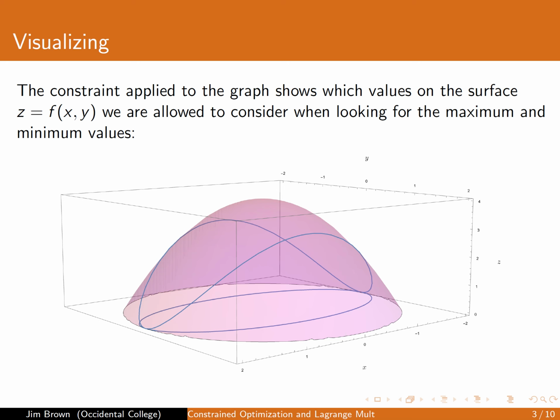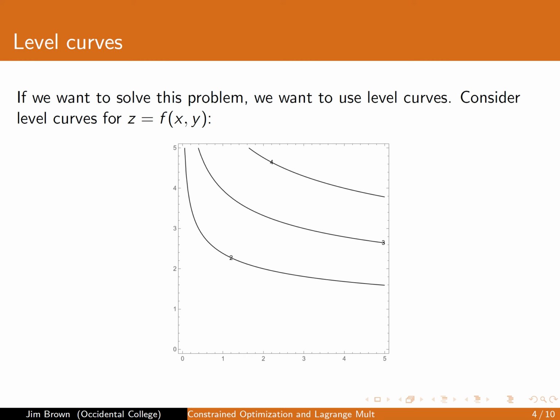So we're only looking at the biggest and smallest values as we trace along this curve on the surface. It's a totally different problem than just finding the absolute maximums and minimums, or even the local maximums and minimums, because we only look at the values on this curve, the ones that satisfy this constraint. One way we can approach this problem is to look at level curves. Suppose we have some level curves here. For our z is equal to f of x y, these are the level curves where z is equal to 2, 3, and 4.